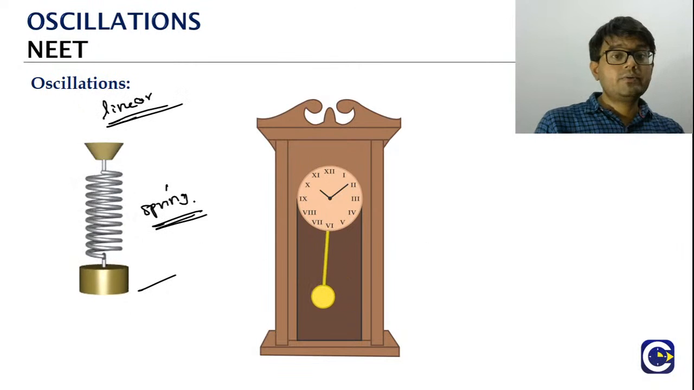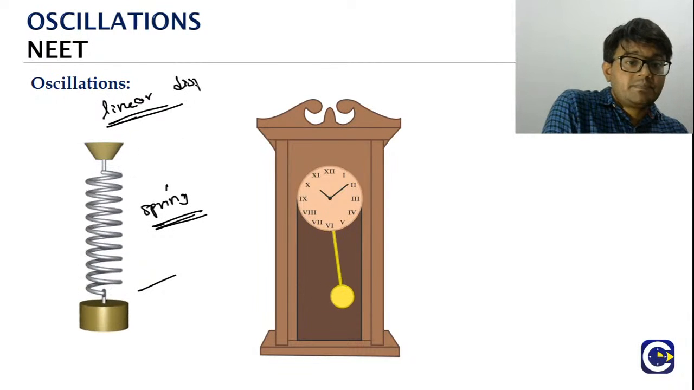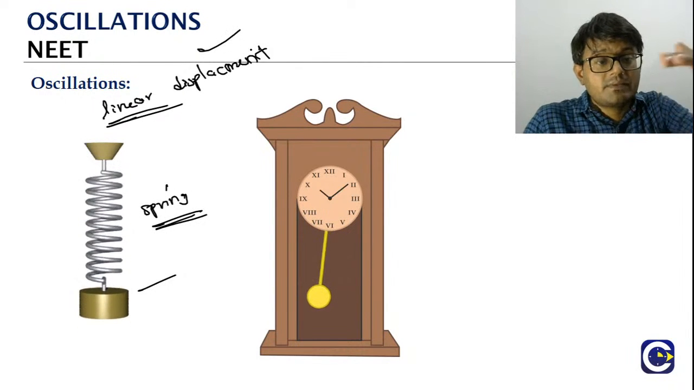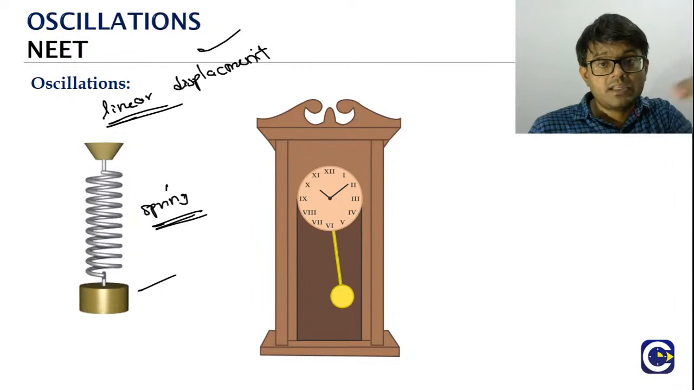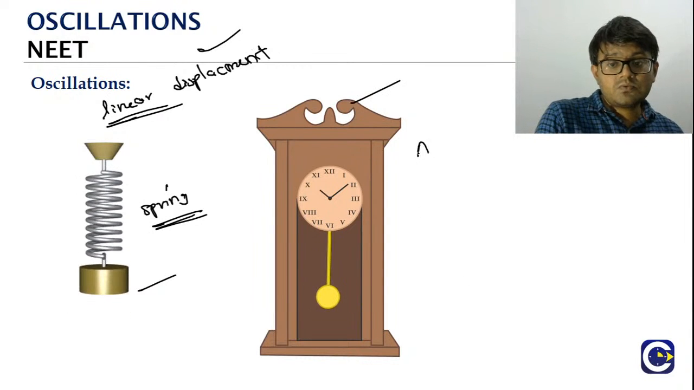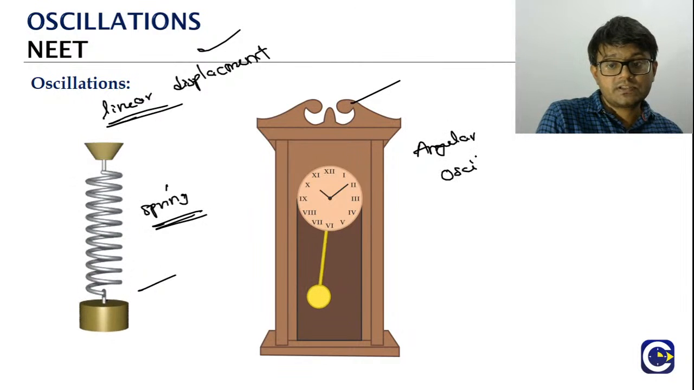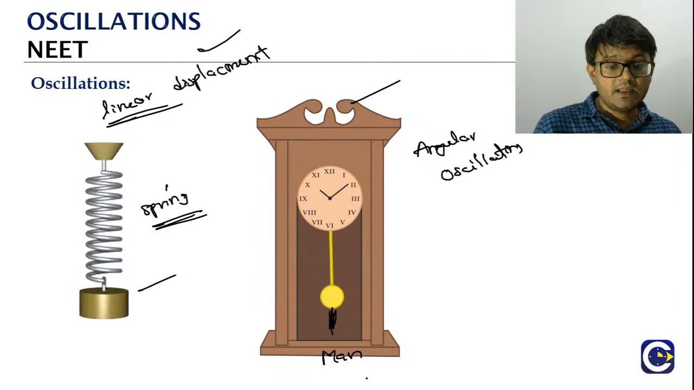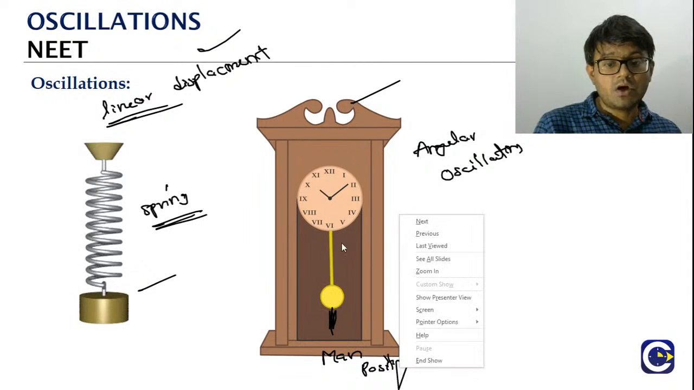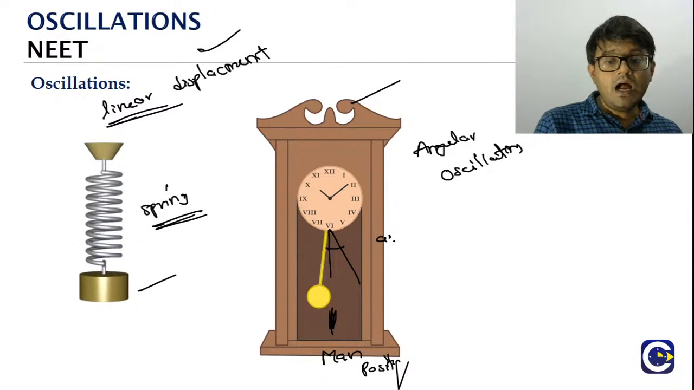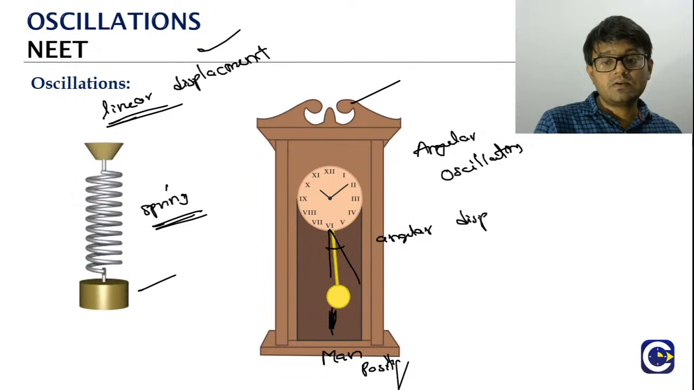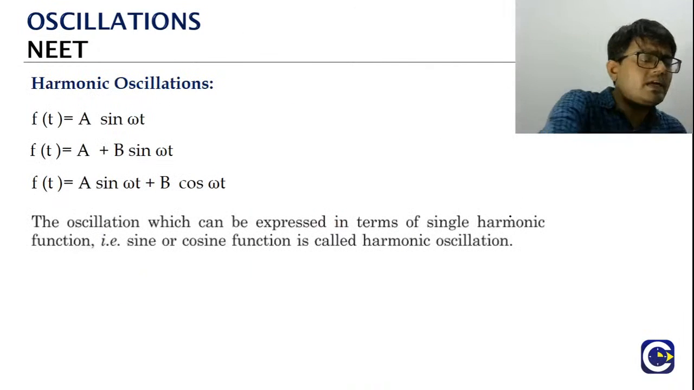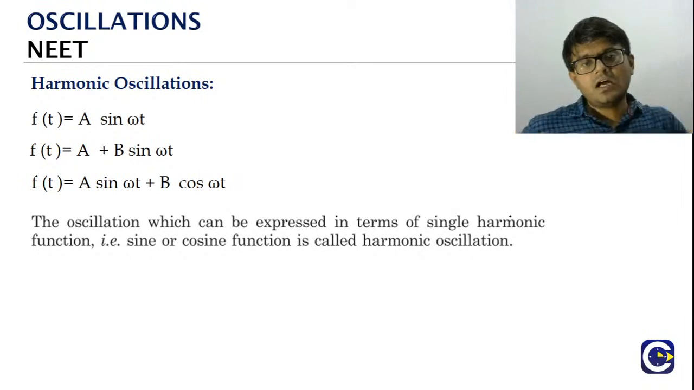We study linear oscillation using the linear displacement of the particle or the mass from the mean position. Now, this is what we will refer to as angular oscillations. This is our mean position, and here we talk in terms of the angular displacement. So we will call it angular oscillations. It is a subcategory of the oscillations.